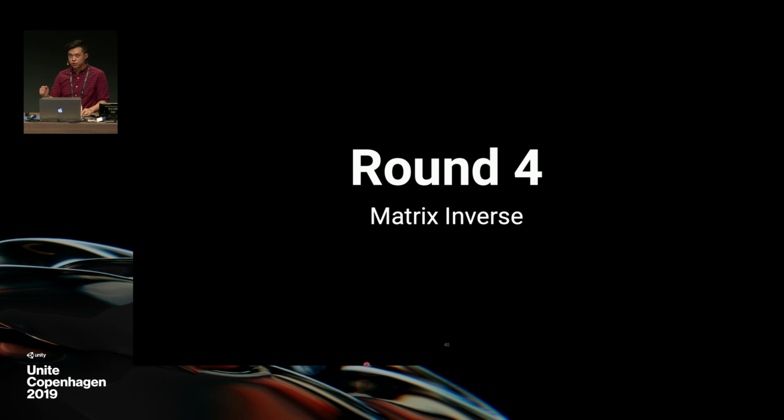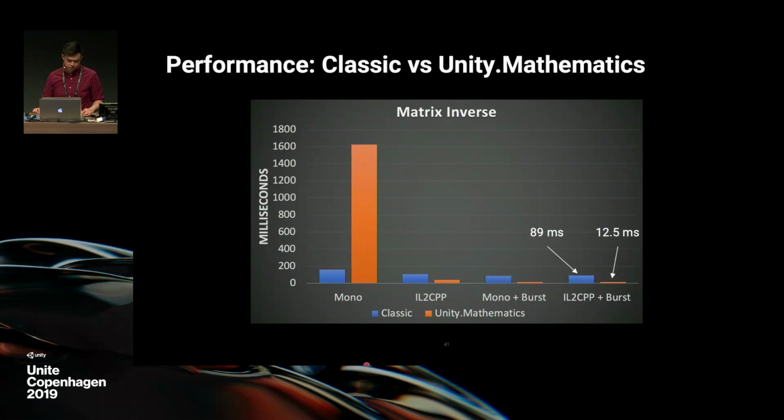Round 4, matrix inverse. Again, mono, don't care about that for Unity Mathematics. We'll get to that later. But we're finally at a point now where when you compare classic Unity and Unity Mathematics using Burst, Unity Mathematics wins by a landslide. It's a massive difference. Or what is that, like 6 times faster? I can't figure it out, but it's faster.